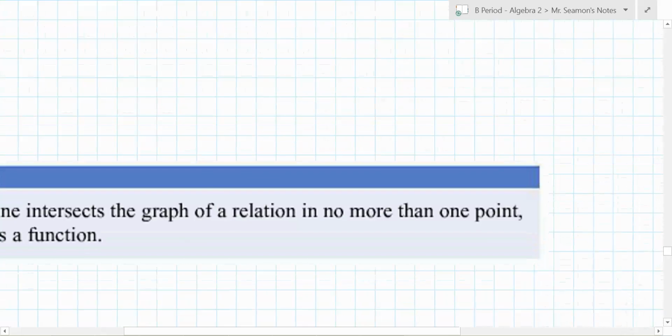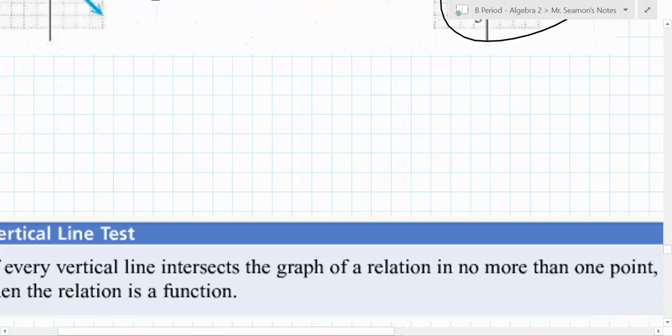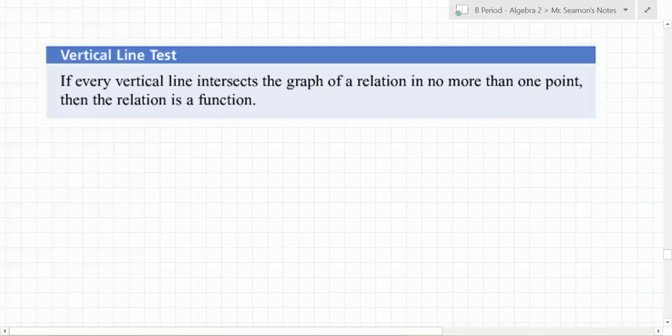Yeah, it is. Absolutely. So it's okay for it to bend, right? It just can't bend over itself, it can't bend over to the side. X can't point to two different y values. This is what it says: if every vertical line intersects the graph of a relation in no more than one point, then the relation is a function.